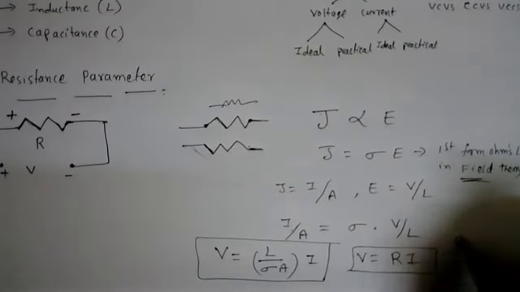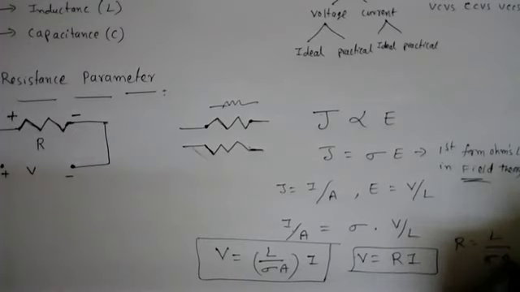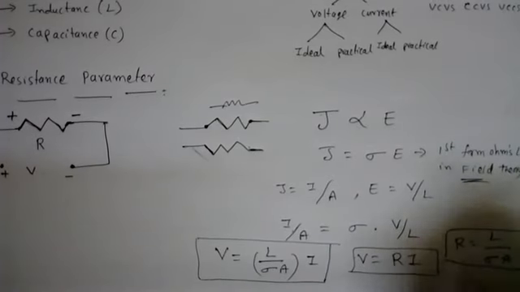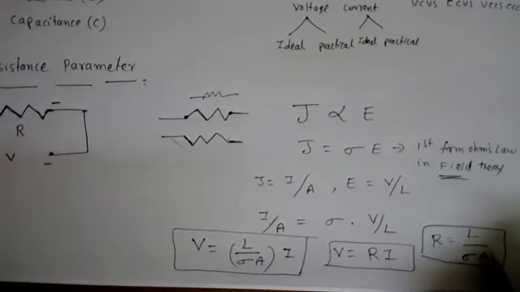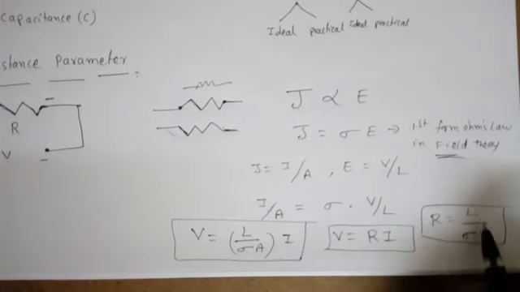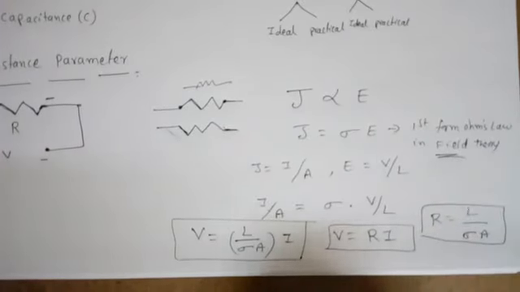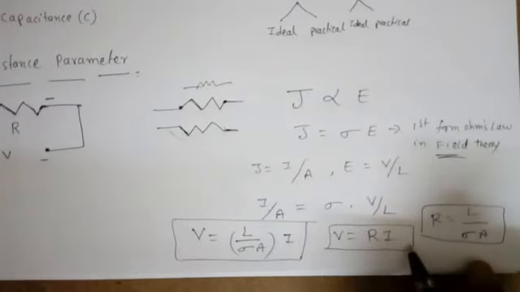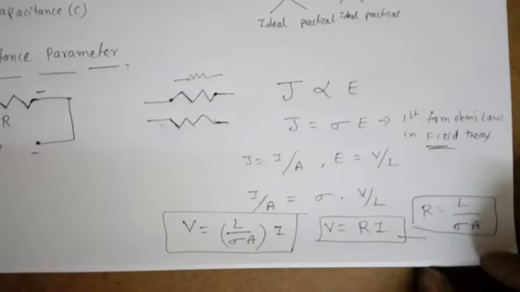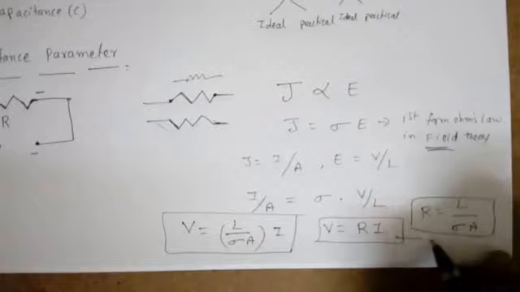So what is R here? R is equal to L by sigma A. That is, this resistance we already discussed, right? R is equal to rho L by A, or L by sigma A. So this is Ohm's law in circuit theory, right? This is the second form.